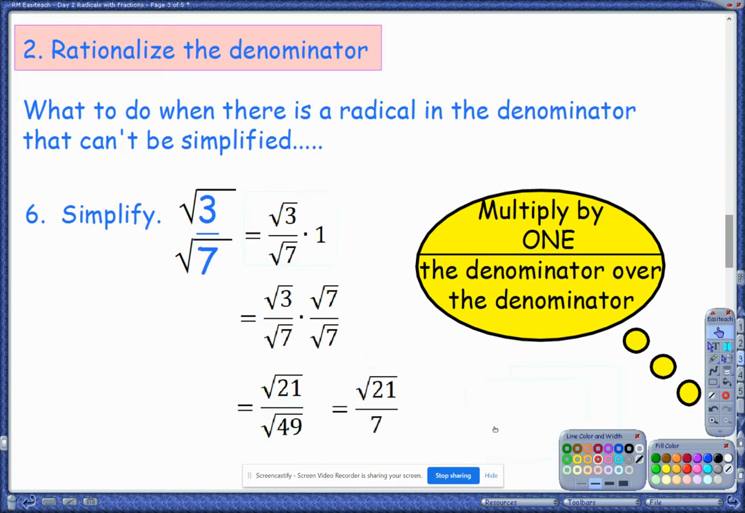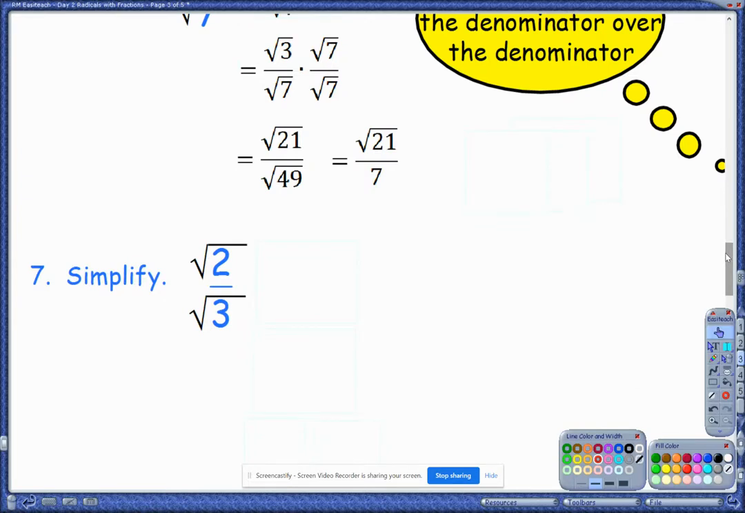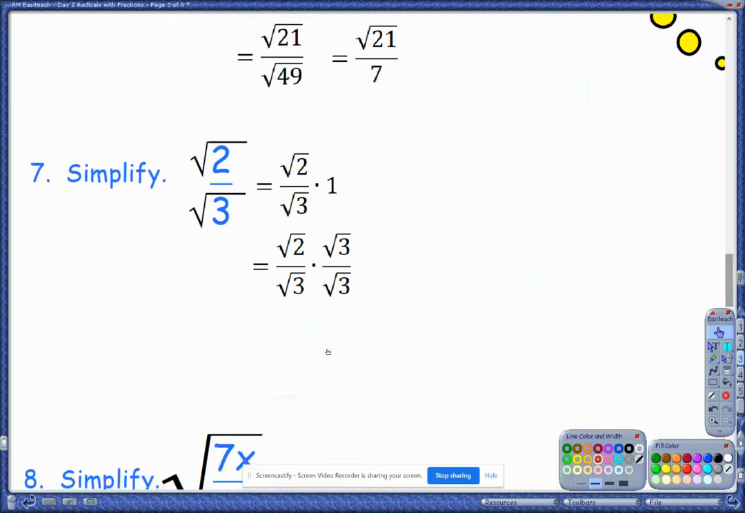With enough practice, you're going to get really quick at this. So let's see. Here we have radical 2 over 3. I need to get rid of my radical in the denominator. First I say, okay, I'm going to multiply by 1. But instead of the 1, I'm going to multiply by radical 3 over 3, which makes my numerator radical 6 and my denominator just 3.